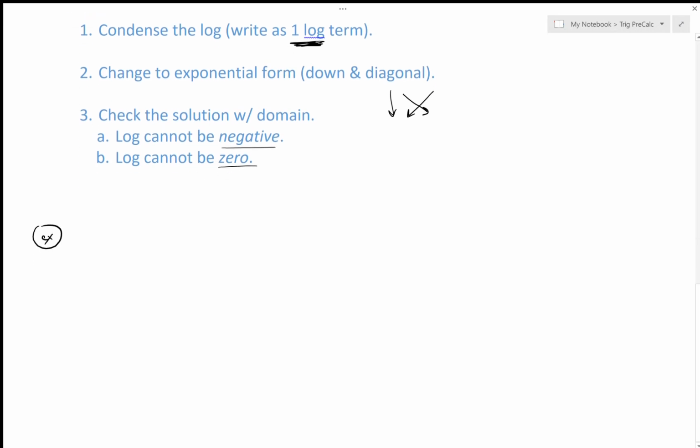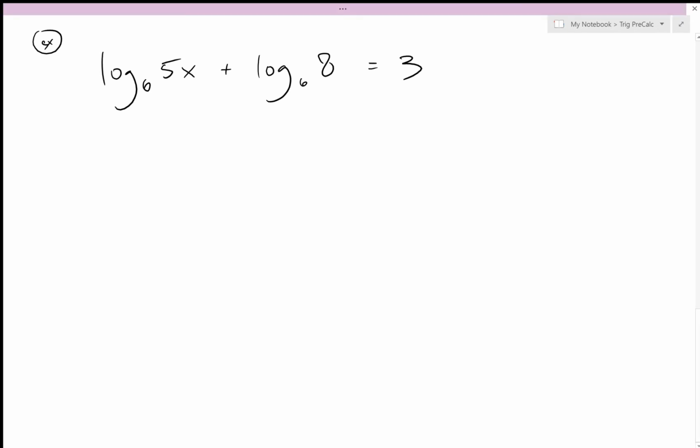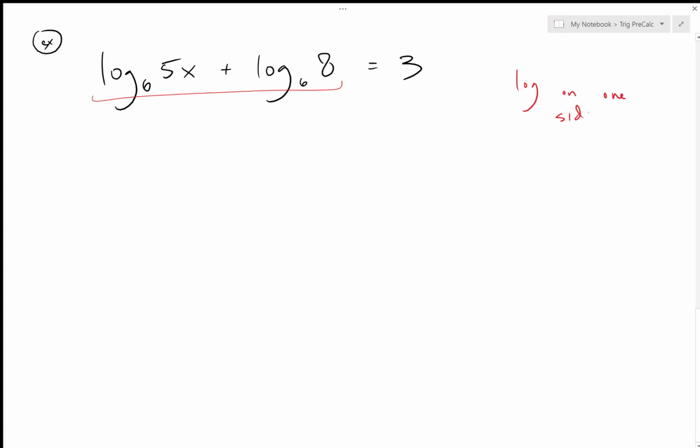So let's take a look at our first example today. So we've got log base 6 of 5x plus log base 6 of 8 equals 3. Now there's going to be two types of problems. There's either going to be problems where all the logs are contained on one side of the equal sign, or there are going to be problems where there's logs on both sides. For this problem right here, there are logs on one side of the equal sign. Notice on the other side there's just a 3 by itself.